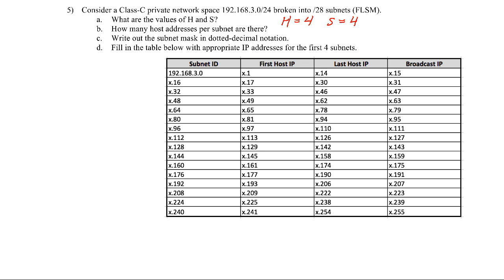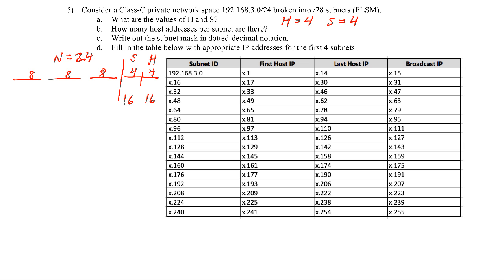What we're doing is breaking the last octet into two pieces here. I'm starting with n equal to 24, with 8, 8, and 8 bits. Then the last octet is going to be broken into 4 subnet bits and 4 host bits. That's going to give us 16 subnets and 16 IP addresses per subnet.